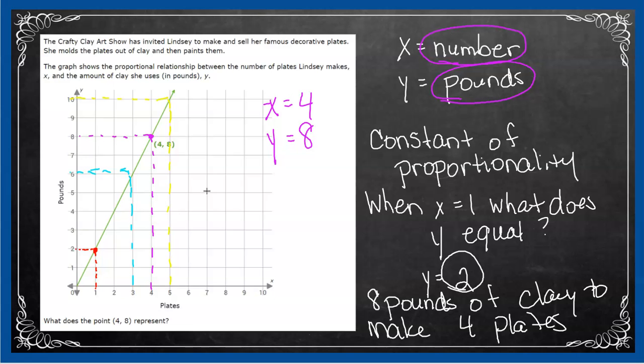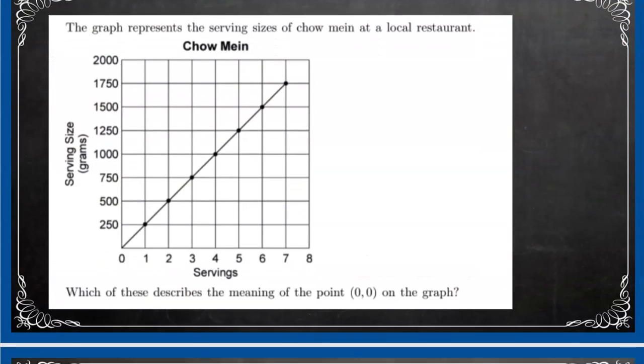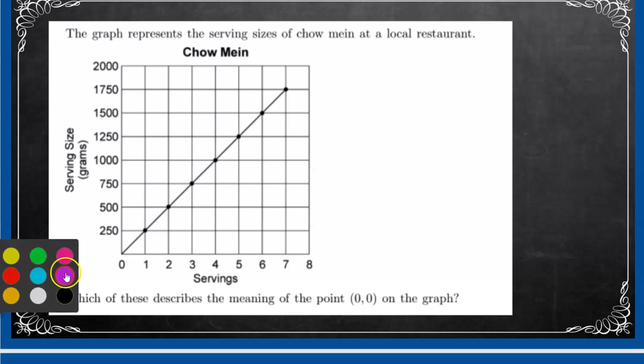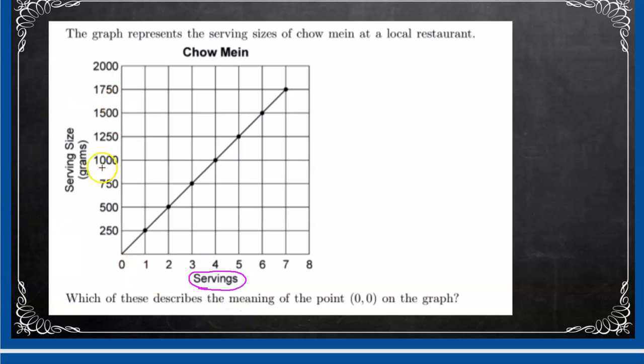All right, let's move on and look at another one. It says this graph represents the serving sizes of chow mein at a local restaurant. Down on the bottom, we have the number of servings. And over here on the left, we have the serving size in grams.